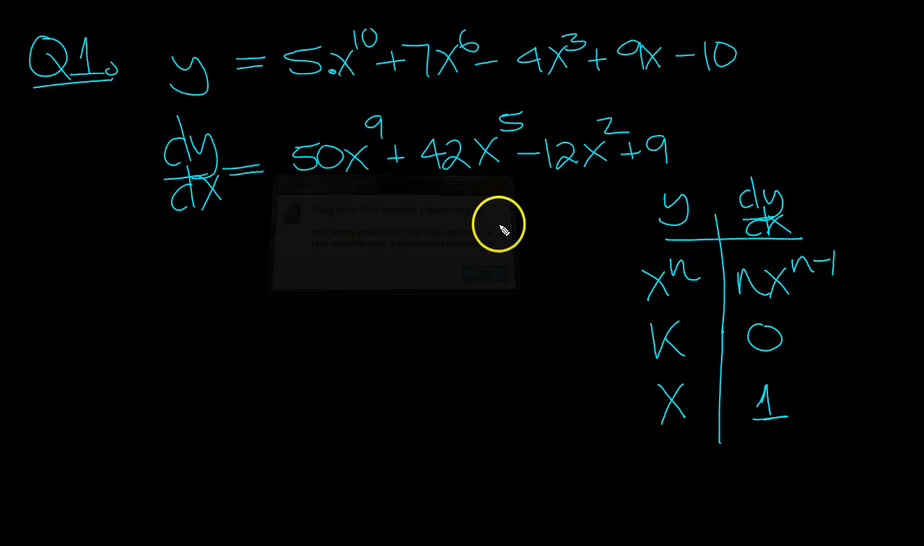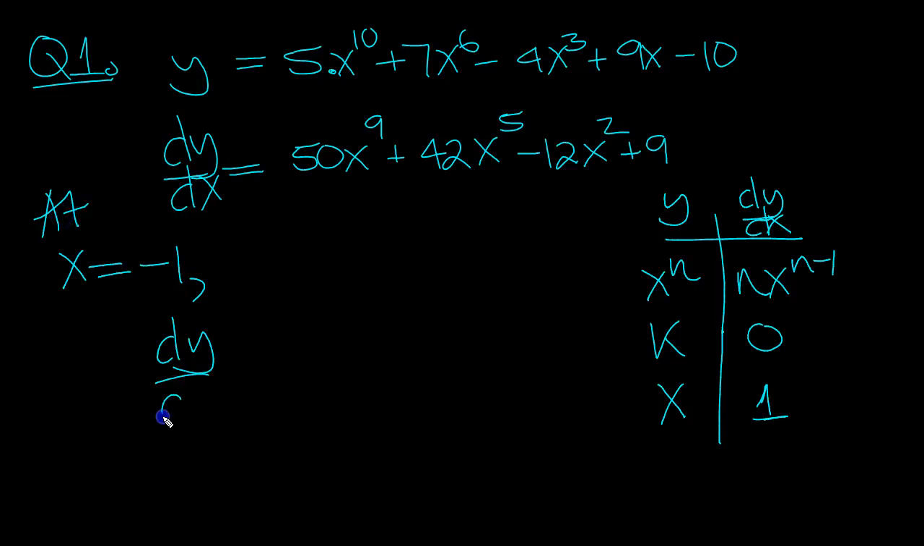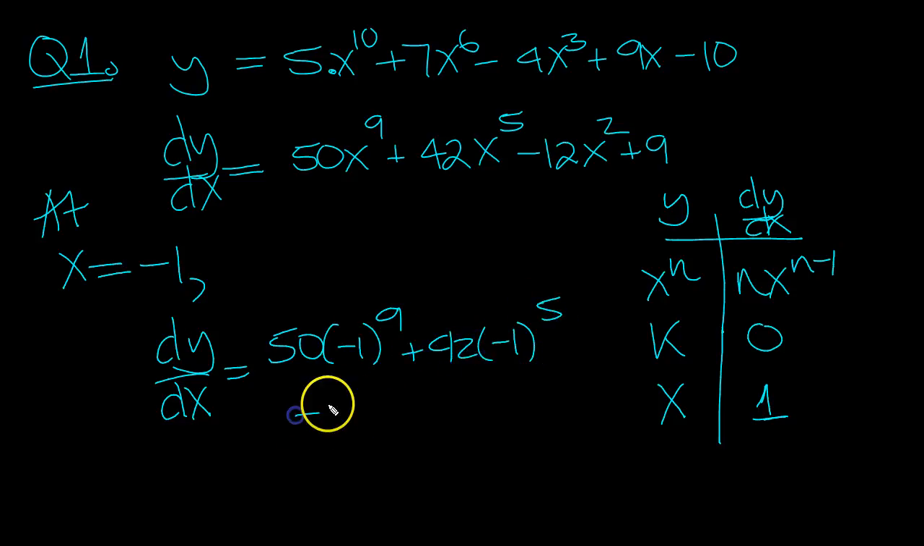Okay, good. Okay, then let's just finish off this example. If we wanted to find the derivative, dy/dx at x equals minus 1, then we'd write at x equals minus 1, dy/dx. And then we input minus 1 as the x value. So minus 1 to the 9, minus 1 to the 5, minus 12 minus 1 squared plus 9.